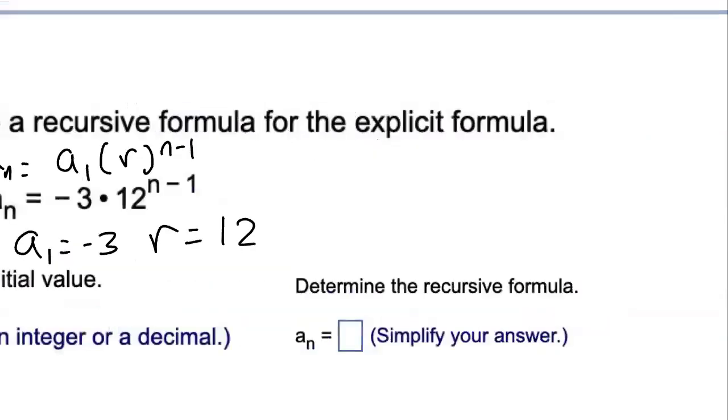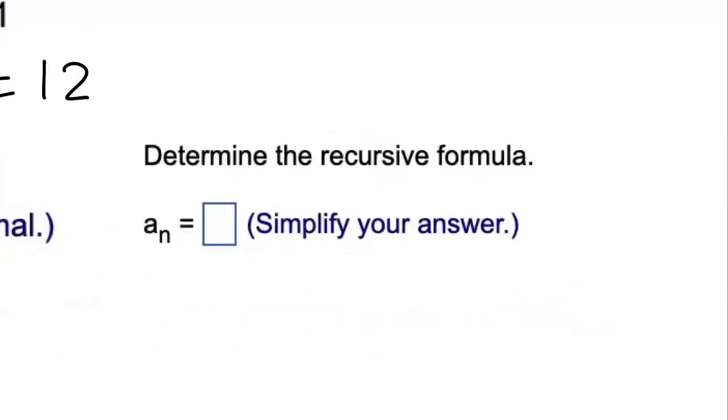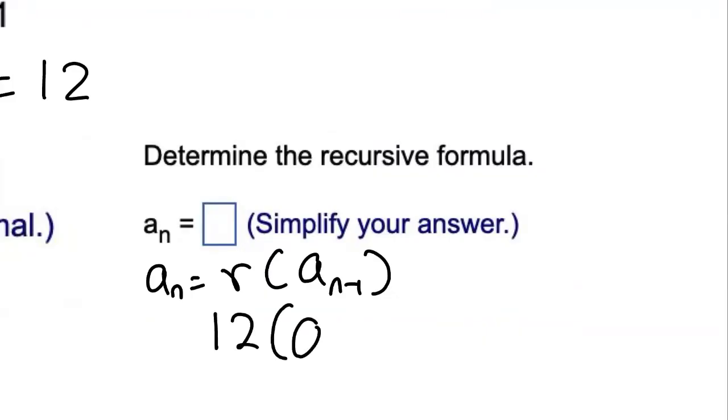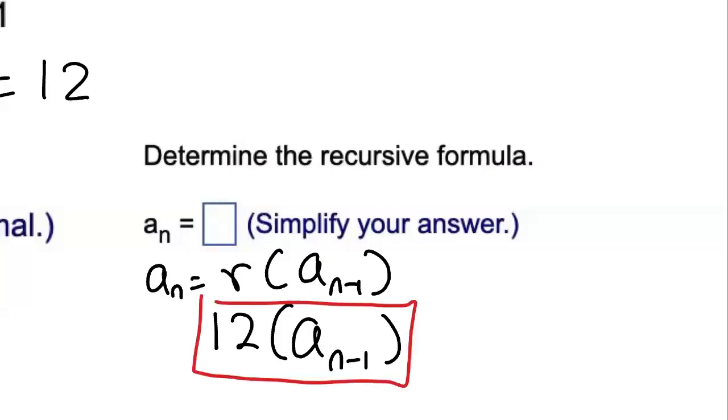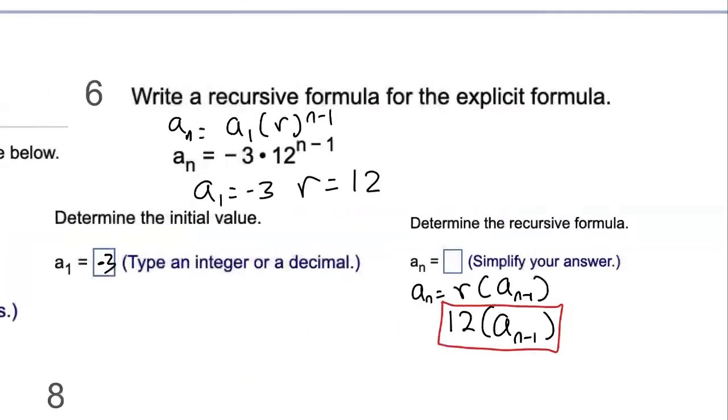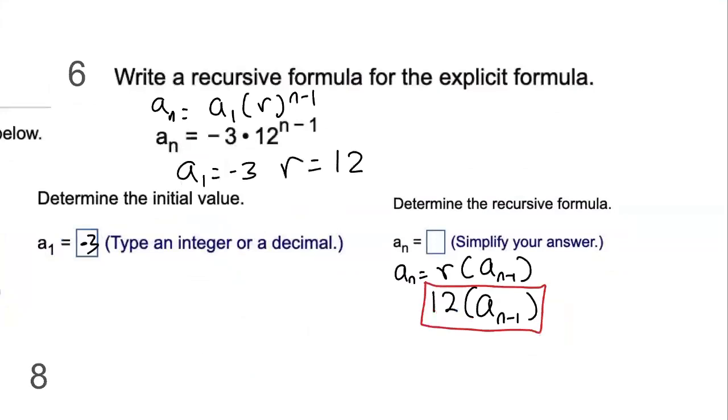And then to write it in the recursive formula, a sub n is equal to r parentheses a sub n minus 1, which in this case is 12 parentheses a sub n minus 1. And that is the recursive formula from the explicit formula. Does anyone have any questions so far?